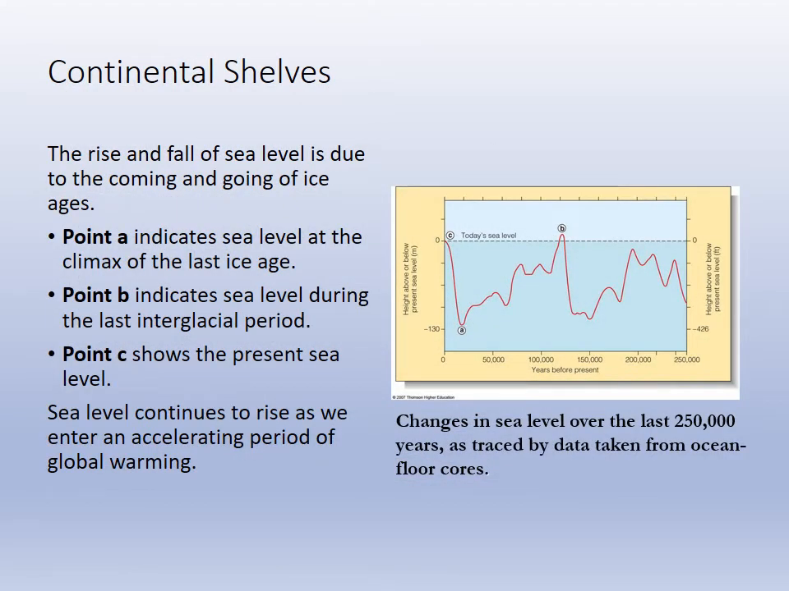The shelves are the steep drop-off. Now, if you look at the graph on the right, you can see how sea level fluctuates over time. At point C, where we are today, we're at a very high sea level. That means our glaciers are very small. It's not the highest in recent history, but it's pretty darn close. So much of our continent is under water at this time.